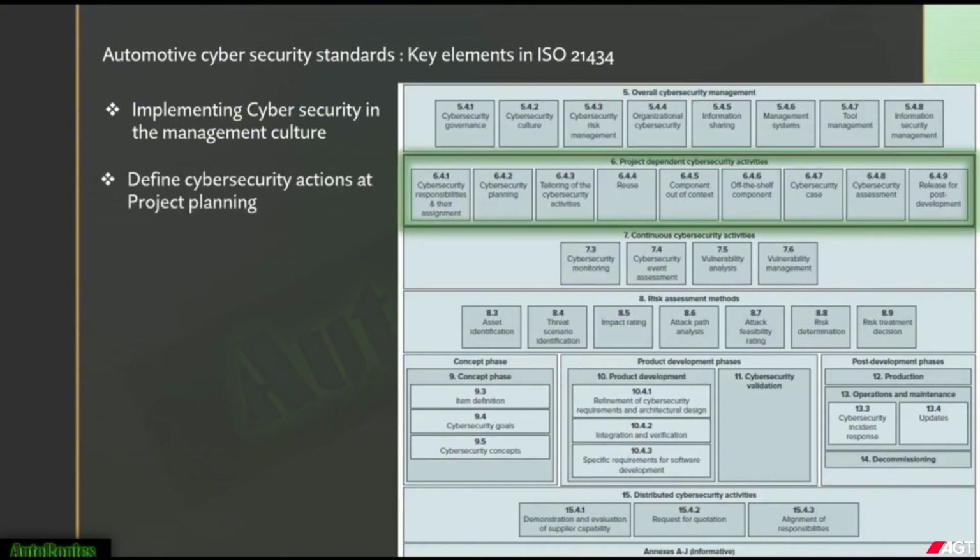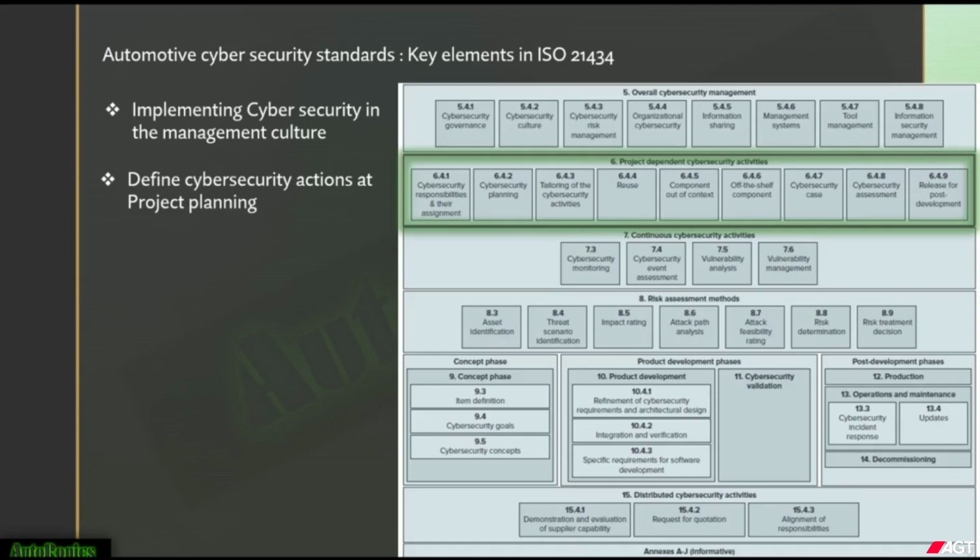Then comes the section or class 6, which is project dependent cybersecurity management. This section talks about the allocation of responsibilities and the planning of cybersecurity activities, mainly dealing with the requirements, addressing the management of cybersecurity development activities for specific projects. It also applies to the cases where tailoring can be applied, like reusing the components, using out of context development, or using an off the shelf component such as open source code.